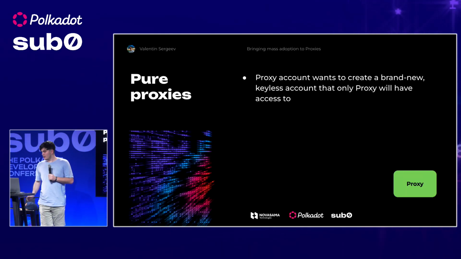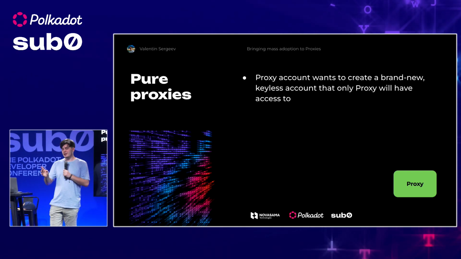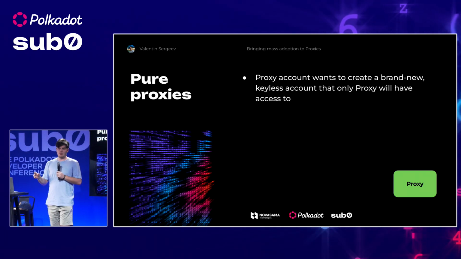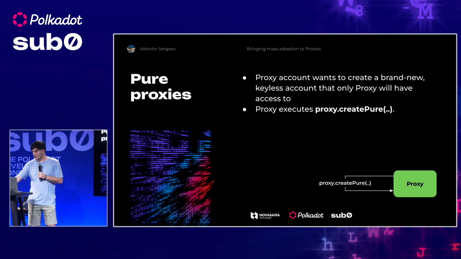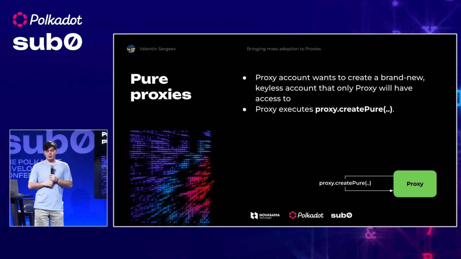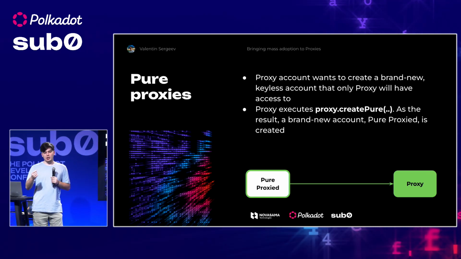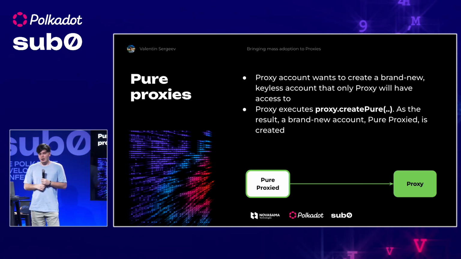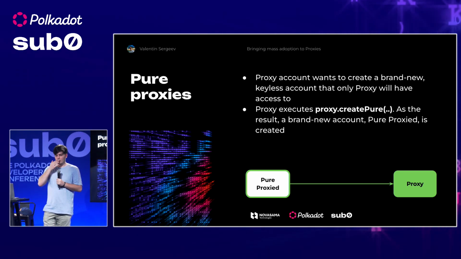So to make it a little bit more visual, let's again assume there's a proxy. Note that in this case, we start with a proxy. So somebody wants to set up a new proxy for themselves. We start with a green rectangle, and we execute proxy create pure. This will initiate the creation of a pure proxy, and as a result, we will have a connection from the freshly created account, named pure proxy here, to our proxy, which is our account here. It again requires placing a deposit and paying the fee and all of that.